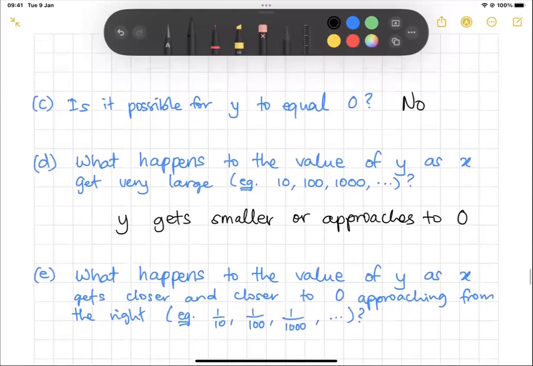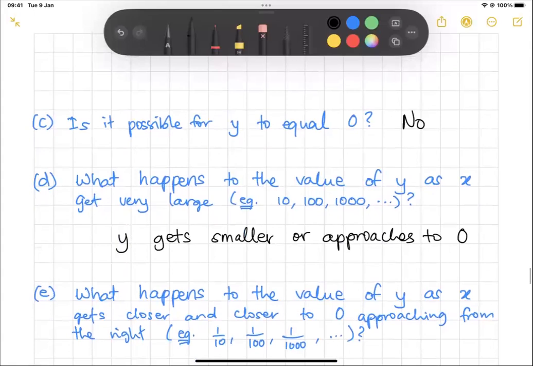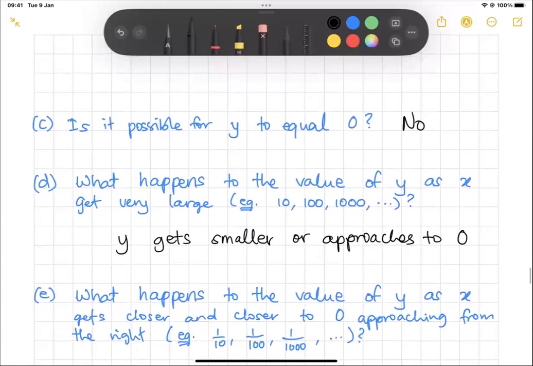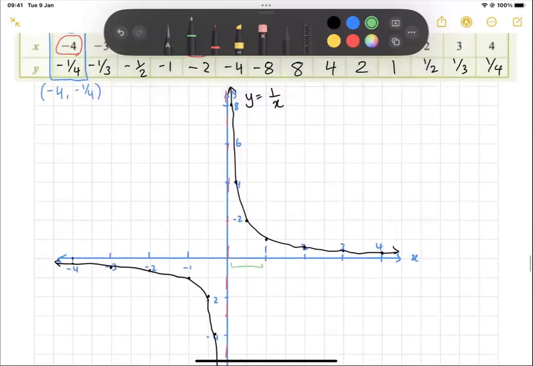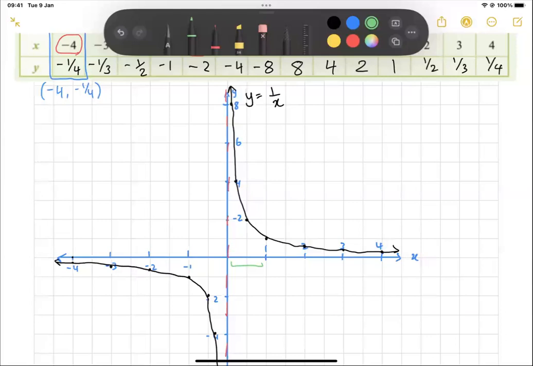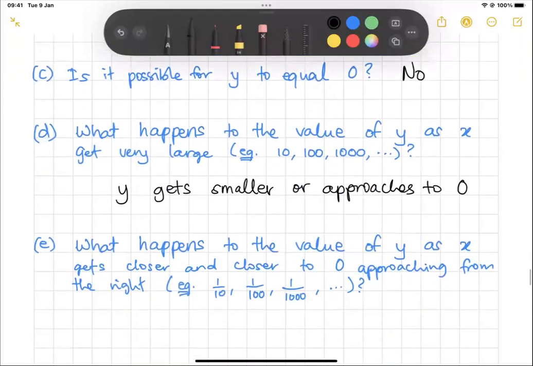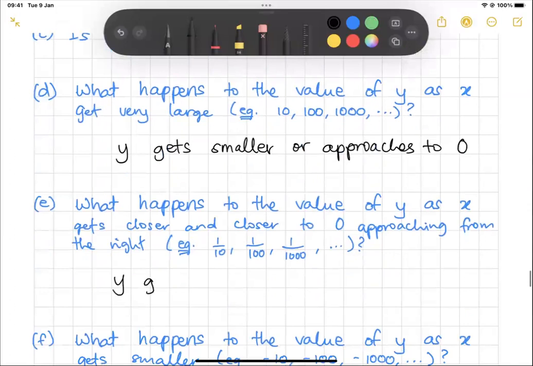Question E, what happens to the value of y as x gets closer and closer to 0, approaching from the right? So for example, 1/10, 1/100, 1/1000. So meaning that I'm looking at this part here. I'm looking at when it becomes fractions. Well, the moment that it becomes fractions and it gets closer to my 0, right? It seems like it exponentially just goes larger. So what I'm going to write down for E is y gets larger.